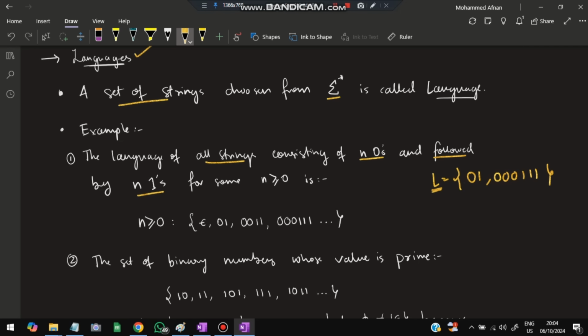So for n greater than or equal to 0: if n is equal to 0, it will be epsilon. If n is equal to 1, it is 01. For n equal to 2, and n equal to 3, 3 zeros followed by 3 ones, and so on. So this is the language.